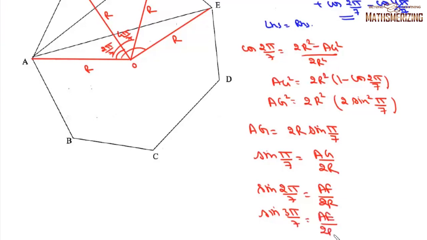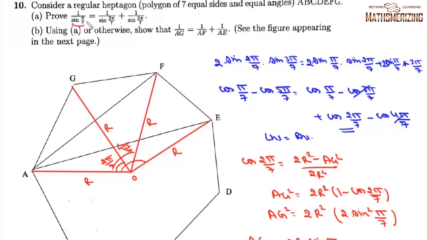Now we'll put the values of sin(π/7), sin(2π/7) and sin(3π/7). So we can write this as 2r/AG equals 2r/AF plus 2r/AE. Now 2r will cancel. So from here we can write 1/AG equals 1/AF plus 1/AE, and this is what we needed to prove.